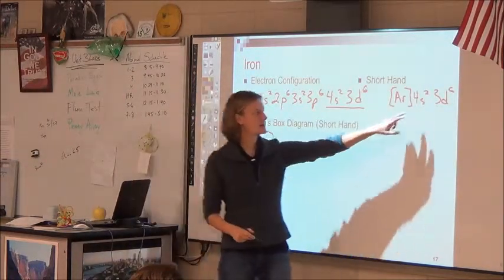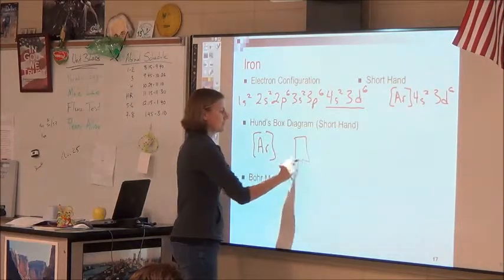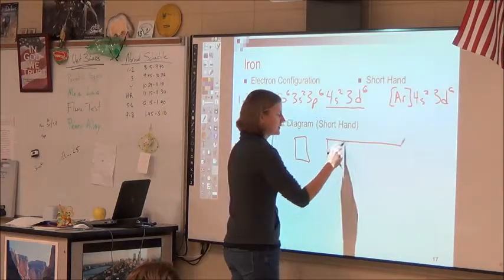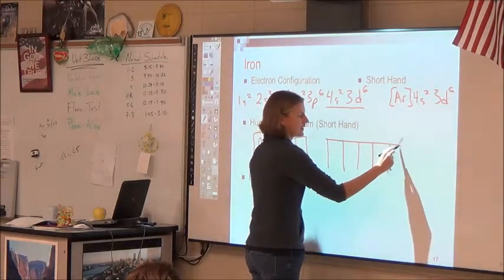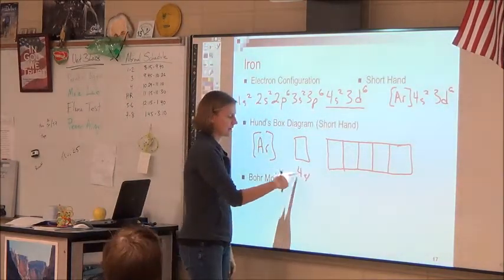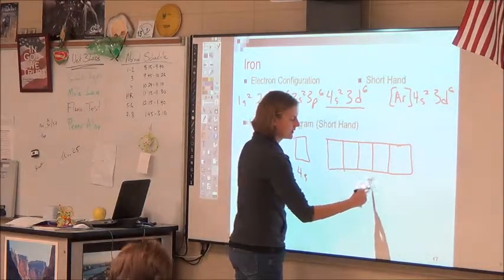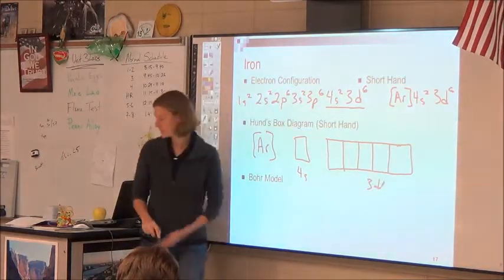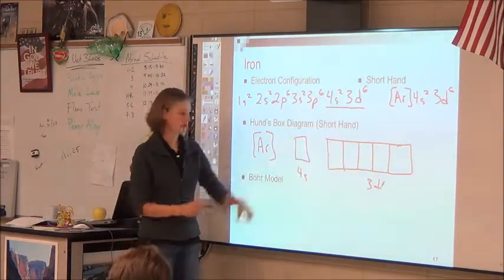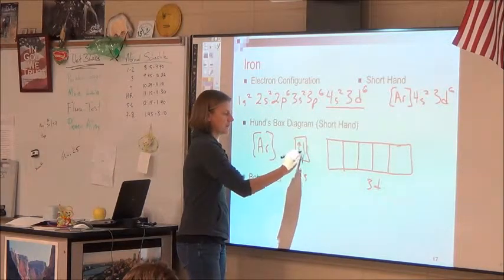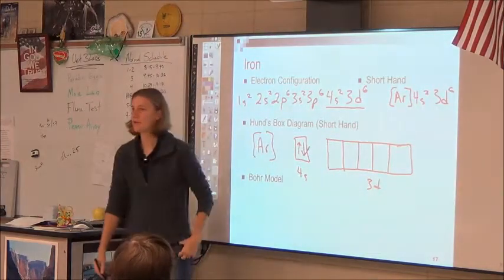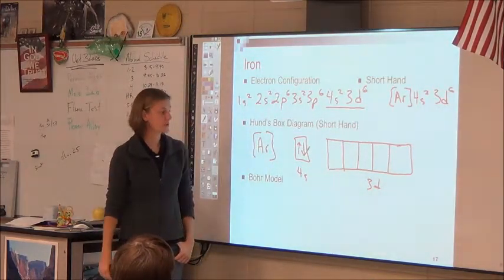How many boxes for S? 1. How many boxes for D? 5. And again, you do need to draw all 5. 1, 2, 3. And I do sort of put the energy level and the orbital underneath it. So S is full, so that means what? One up, one down. But again, the 3D is not full. There's only 6 electrons in that orbital, so there's only 6 arrows I should draw.